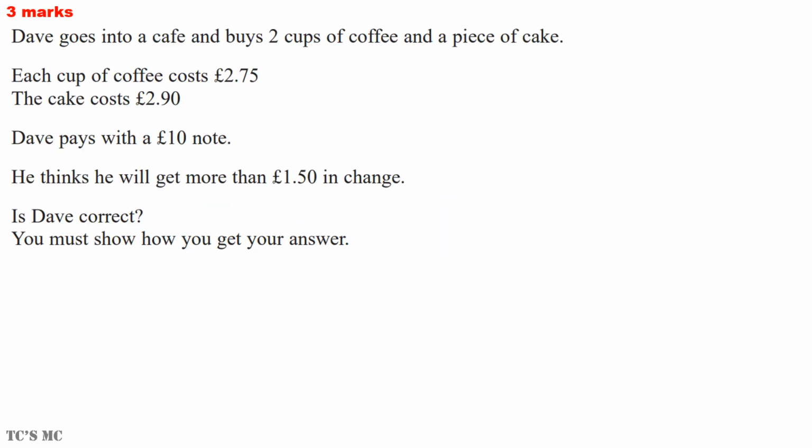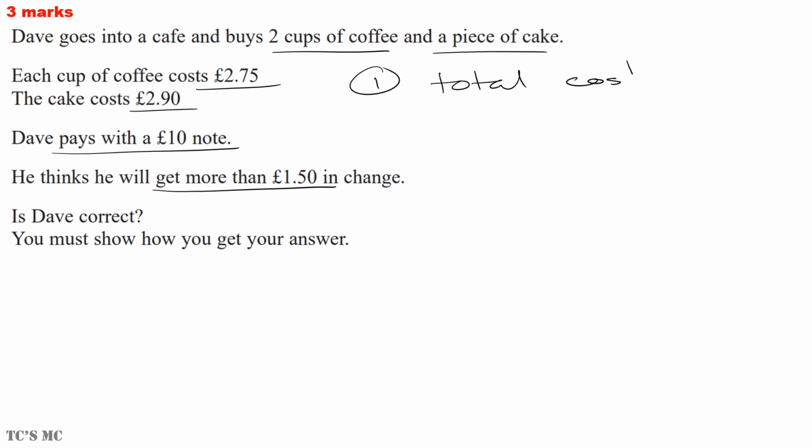Dave goes into a cafe and buys 2 cups of coffee and a piece of cake. Each cup of coffee costs £2.75. The cake costs £2.90. Dave pays with a £10 note. He thinks he will get more than £1.50 in change. Is Dave correct? You must show how you get to your answer. Step 1, work out the total cost. So £2.75, add £2.75, that's the 2 coffees, add the £2.90, that's the cake, and that's £8.40. So that's how much everything costs, and that's 1 mark.